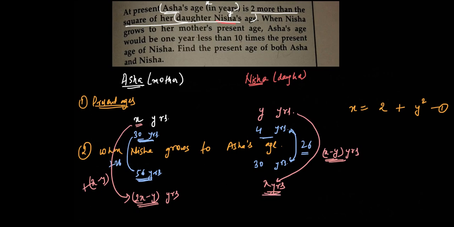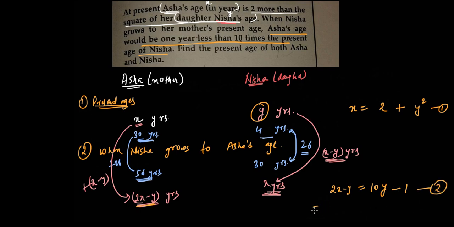Now let us see what is the relation given between them. So when Nisha grows to her mother's present age, Asha's age would be 1 year less than 10 times the present age of Nisha. So Asha's age is 2x minus y. So we have the LHS of the equation as 2x minus y is 1 year less than 10 times the present age of Nisha. What was the present age of Nisha? y years. So 10 times the present age and 1 year less than that. So I'll write 10 times present age, 10y minus 1. This gave me my second equation.